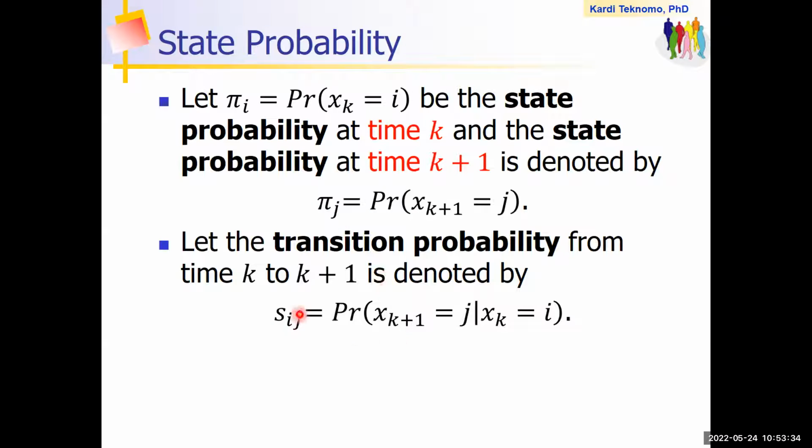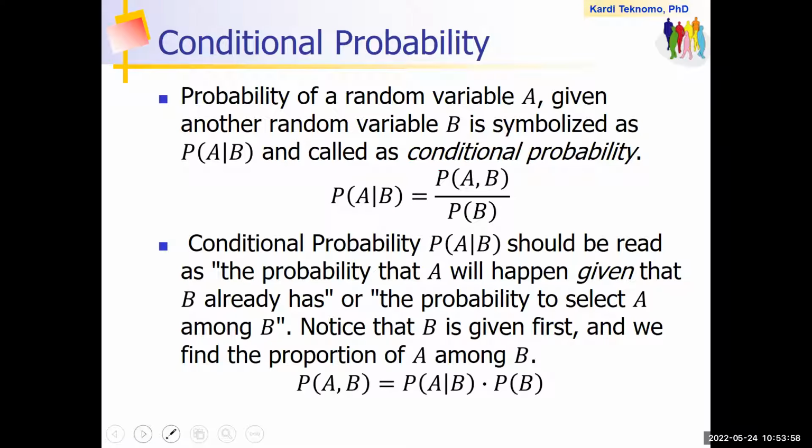Now the transition probability, the stochastic matrix from a while ago, I will put as S_ij. That means currently at i, tomorrow at j. So this is a review of the meaning of conditional probability. I hope you remember.